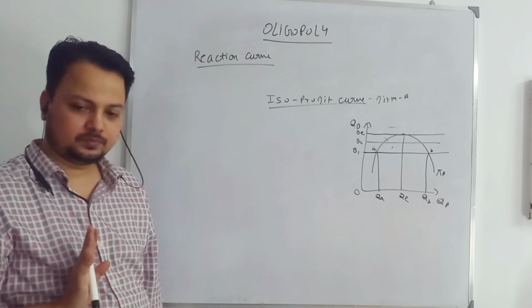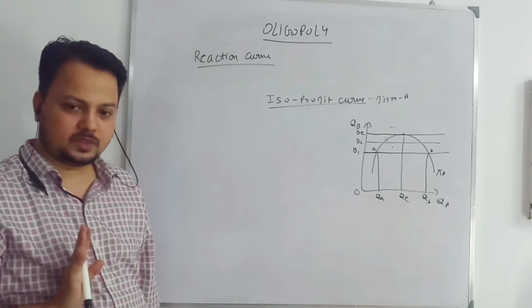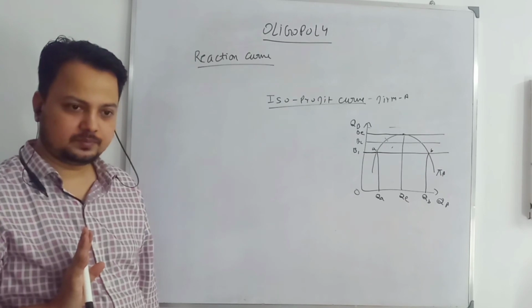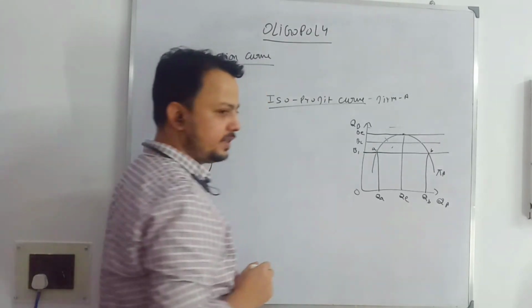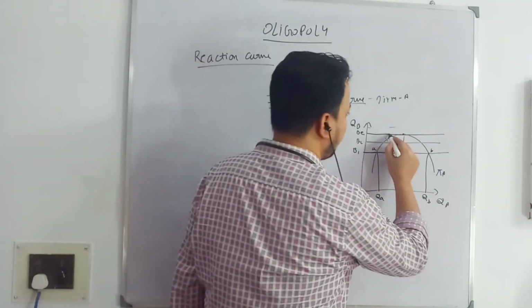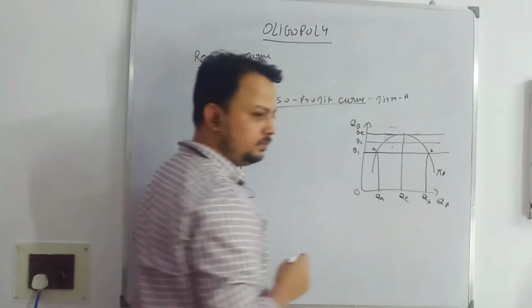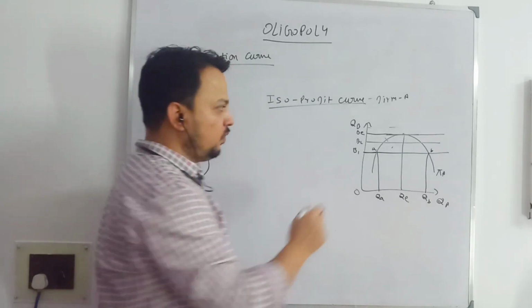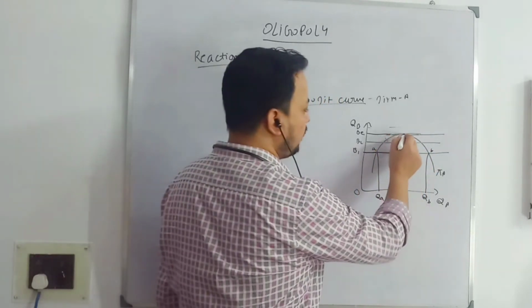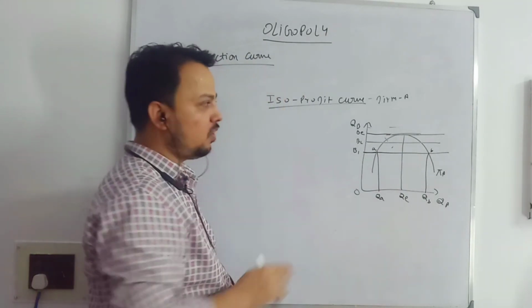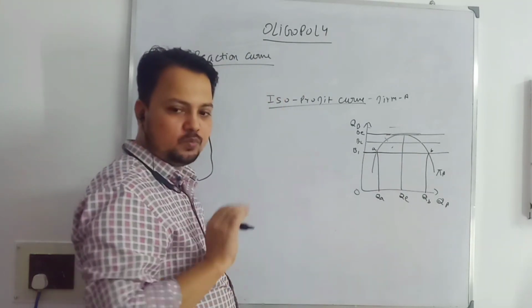Yes, no? This point is clear to everyone, right? Okay. So when we are drawing the reaction curve, we will be taking the highest point on the isoprofit curve, and joining these points we will get the reaction curve of firm A. Similarly, we will do the same for firm B.